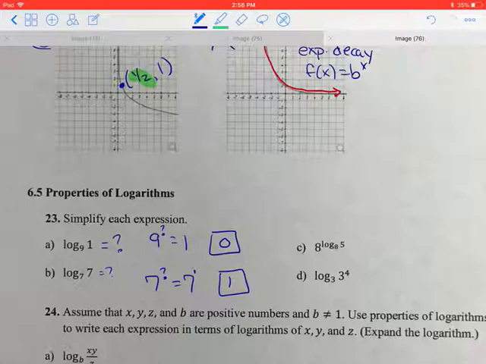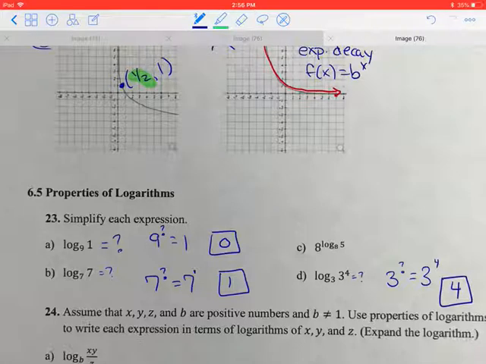All right, let's skip over to D. I'm going to save C for last. So again, same idea. I'm thinking 3 raised to what power gives me 3 to the 4th? Well, we can see that's clearly going to be 4.